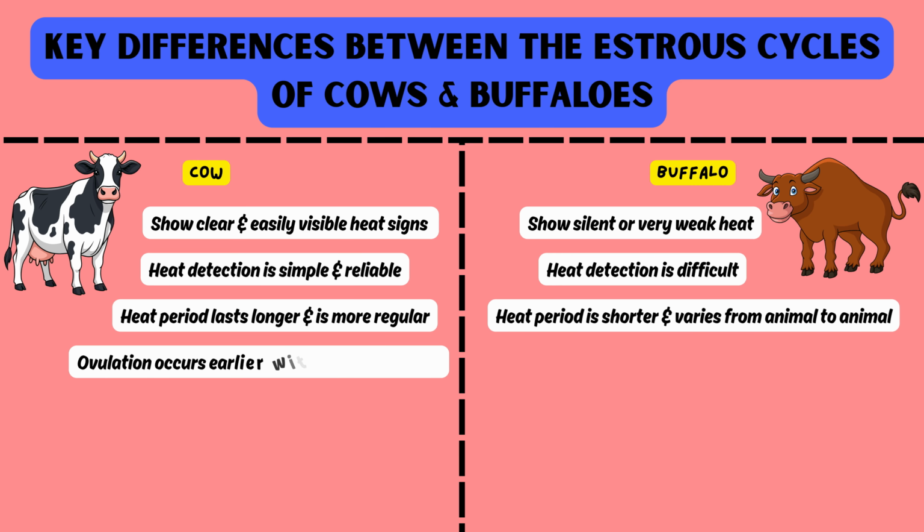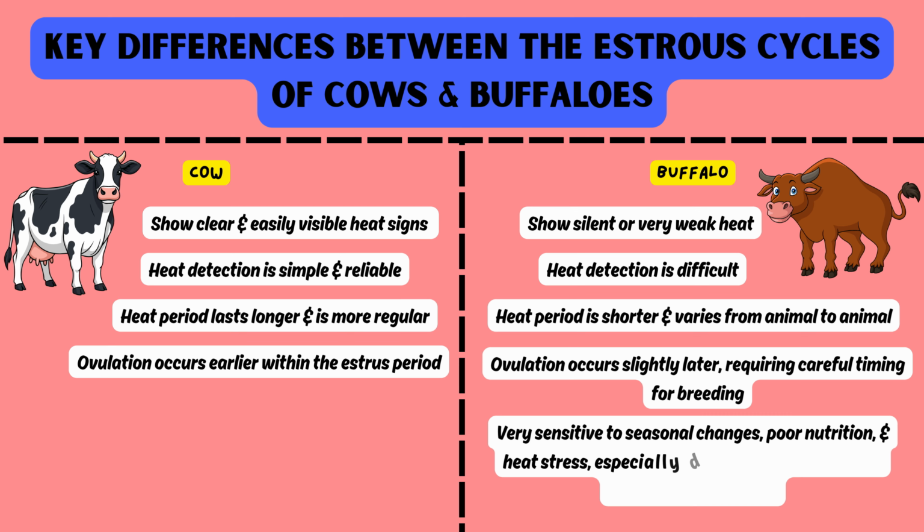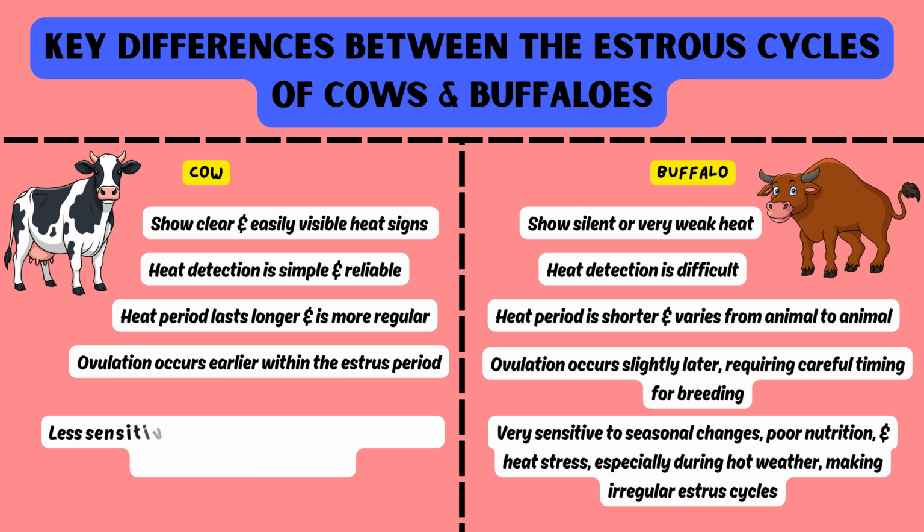Ovulation in cows occurs earlier within the estrus period, while in buffaloes ovulation occurs slightly later, requiring careful timing for breeding. Buffaloes are also very sensitive to seasonal changes, poor nutrition, and heat stress, especially during hot weather, which can disturb their reproductive cycle. Cows are less sensitive to these factors and therefore maintain more regular estrus cycles.